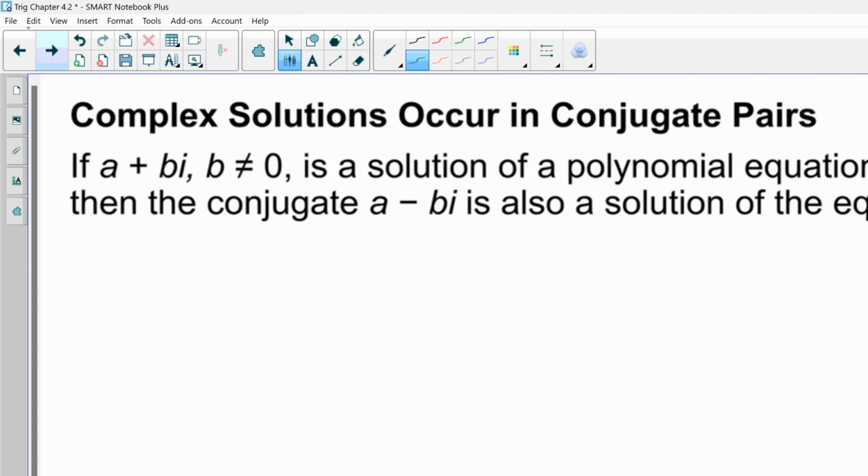Complex solutions occur in complex pairs. We already said this. I got ahead of myself on this here. If a plus bi is a solution, where b is different from 0, meaning we actually have an imaginary part, of a polynomial equation with real coefficients, then the conjugate a minus bi is also a solution. If we have one, we have to have the other. They always come in pairs.